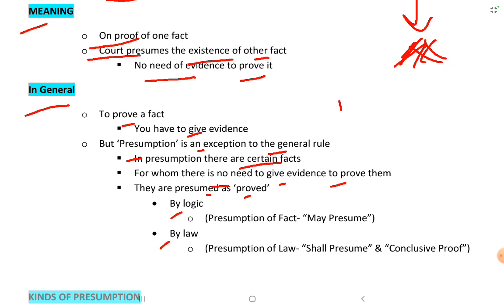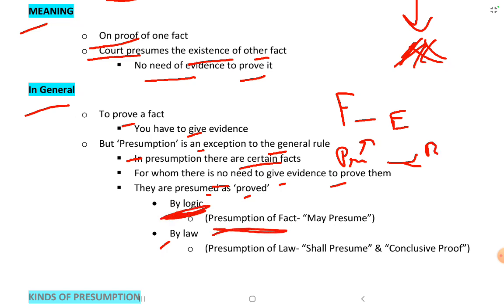In general, if you have to prove any fact, you have to give evidence for it. But presumption is an exception to this general rule. In presumption, there are certain facts which can be presumed as proved by logic or by law. We have already seen by logic, that is presumption of fact, in it comes may presume, and by law, in it comes presumption of law, that is shall presume and conclusive proof.